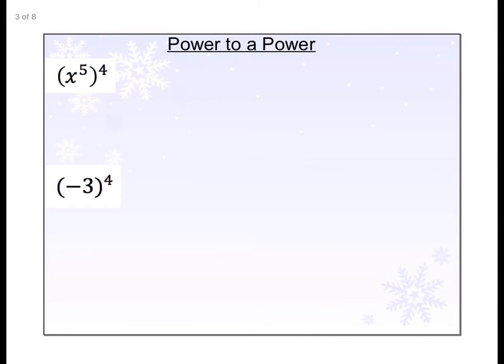Okay, so our next rule is called power to a power. So it's when we have a base raised to a power and then to another power outside the parentheses. So like this one, I have x to the 5th and then to the 4th power. So what that's really saying is I have 4 of x to the 5th. So if I want to write that out, I'd have x to the 5th times x to the 5th times x to the 5th times x to the 5th. That's saying the exact same thing as that is.